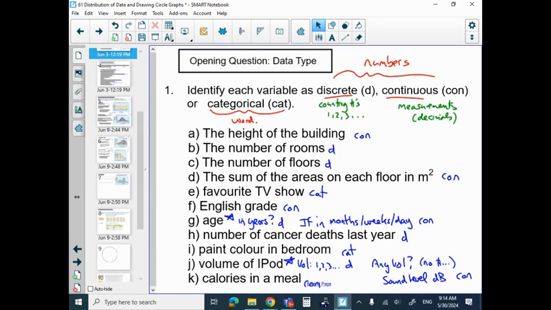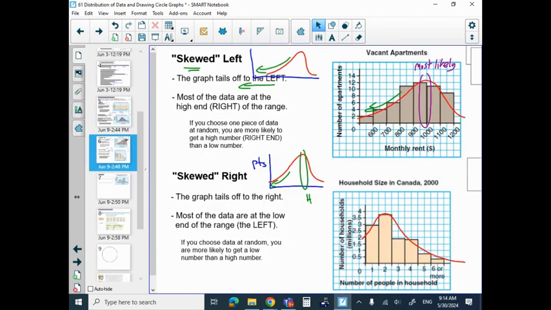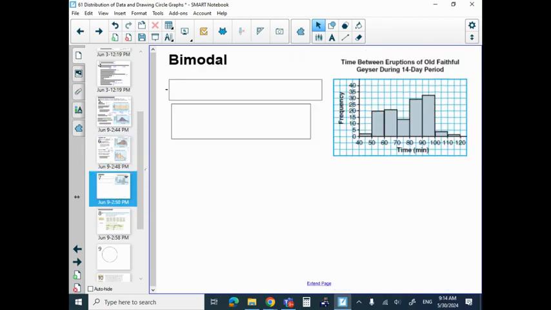Where am I at here? Getting messed up because the smart board's wonky on me today. All right, so this one is really common.